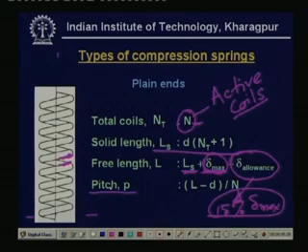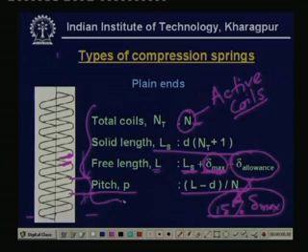Then you come down once again to the pitch. What is this pitch? This is L minus D by N. You understand the pitch just like in a screw. This is the pitch you get for the coil. So that is L minus D, that is free length minus D, by N. That gives you the total nomenclature of a compression spring having the plain ends.